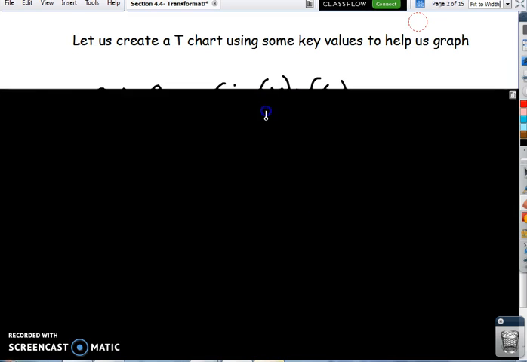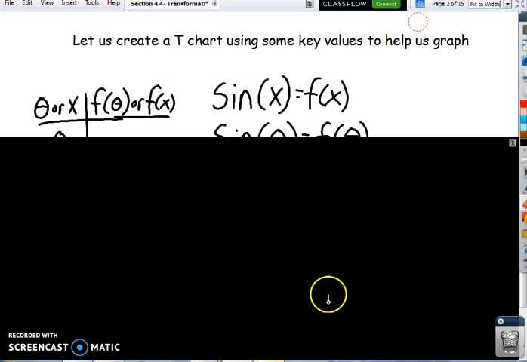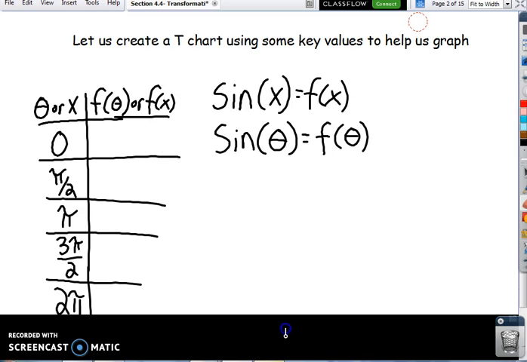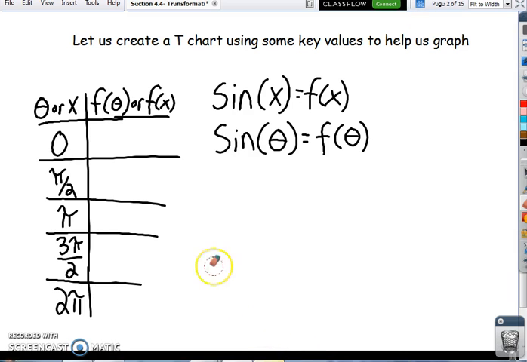So today, we're going to look at graphing sine and cosine. Now, in order to graph sine and cosine, let us create a t-chart using some key values to help us graph. Now, why did I pick these particular values over here? Well, they all come from my unit circle.